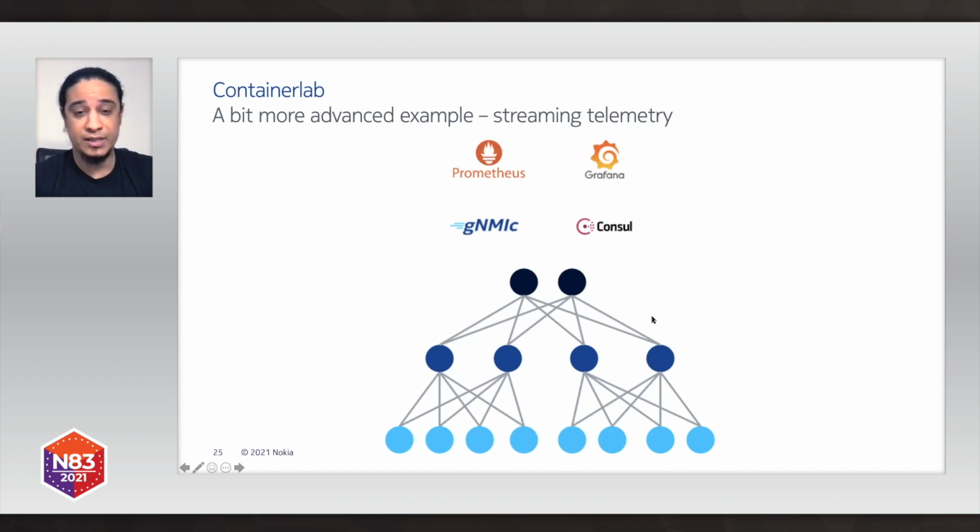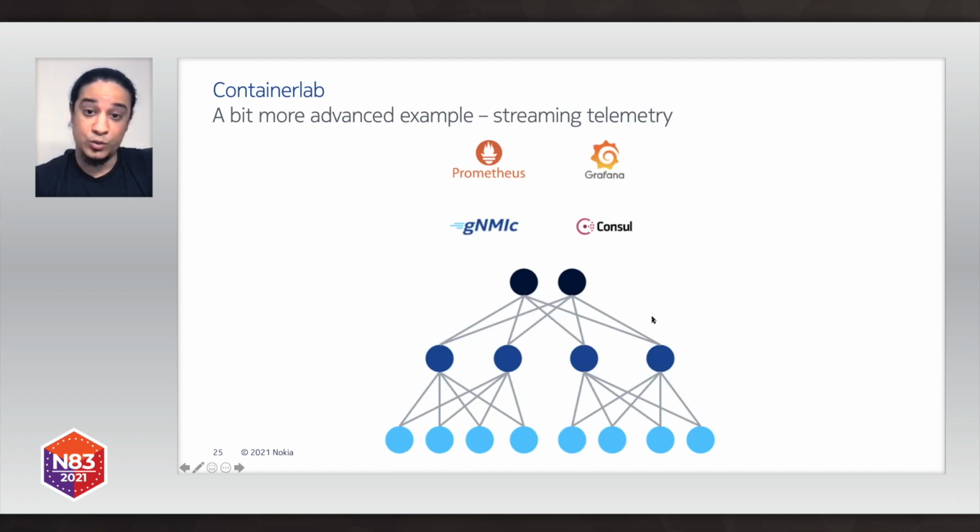So gNMIc as a collector, Prometheus as a TSDB, and Grafana for visualization. Consul is also there, and it will be used for service registration and orchestration, and that will allow us to stitch the different telemetry stack layers together.